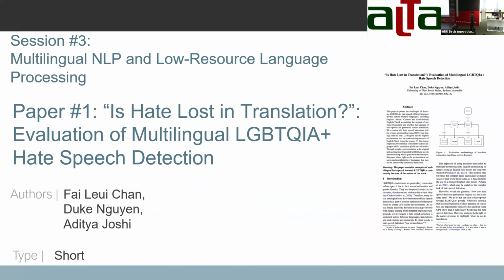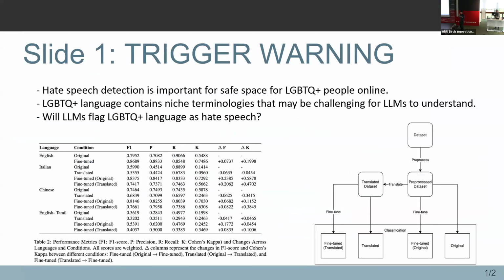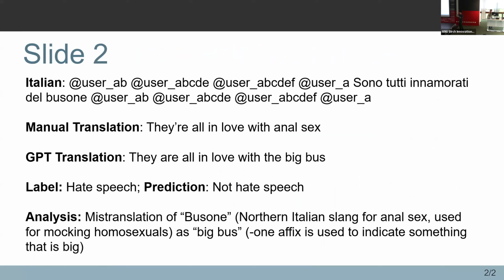Hi. So basically our paper is related to LLM evaluation too, but it's not in the title. So yeah, hate speech detection is quite important for ensuring a safe space for LGBTQ+ people online. And increasingly, we're starting to use more LLMs in hate speech detection. The problem is that LLMs might not be able to accurately understand niche terminologies. So we want to examine whether LGBTQ terminologies will be flagged and so on.